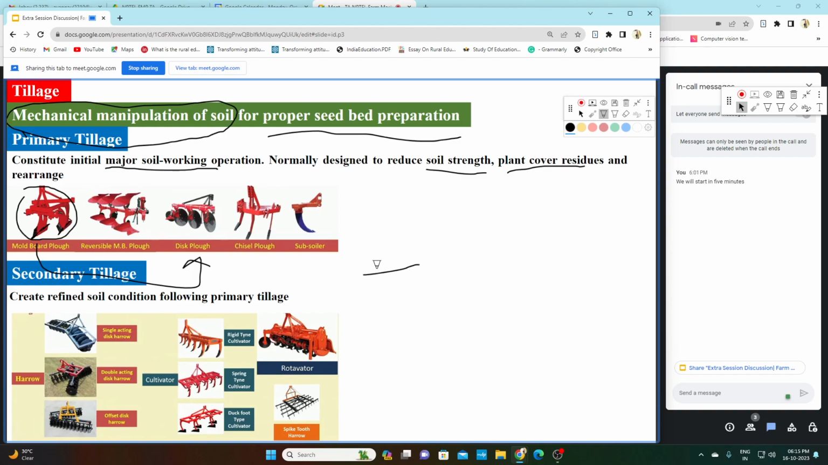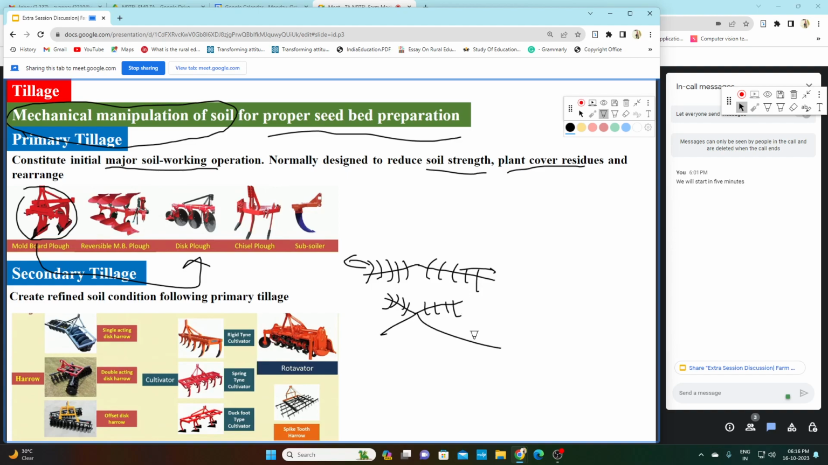disc harrow. Like this, you can see a single acting disc harrow will look like this. The disc will be one set of discs, or one gang of discs. This is known as one gang of discs. So one gang of discs will be mounted on this side and one gang of discs will be mounted on this side. So it will throw the soil only on the outside. That is the single acting disc harrow. The double acting disc harrow will look like this, like an X. Now the importance of the double acting disc harrow is the front gang.